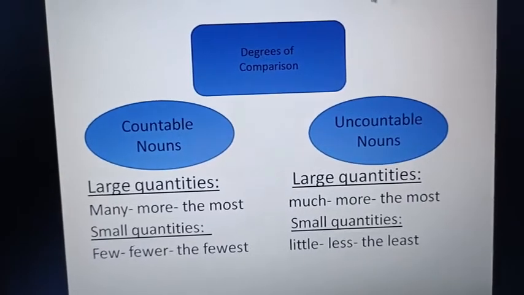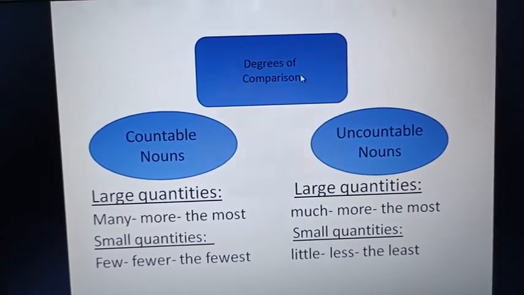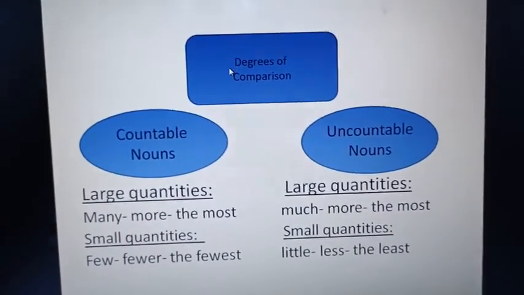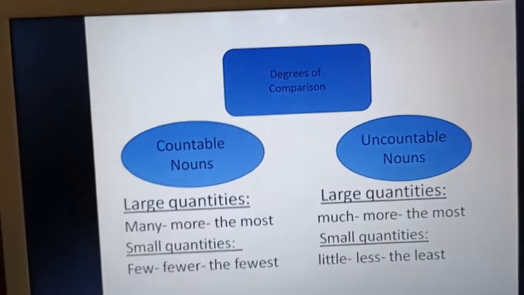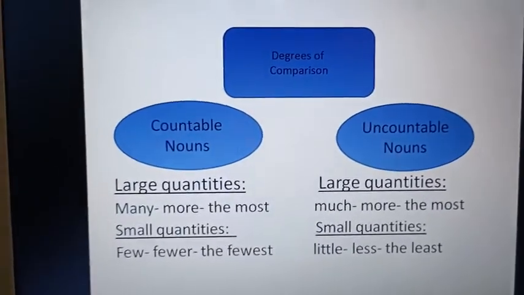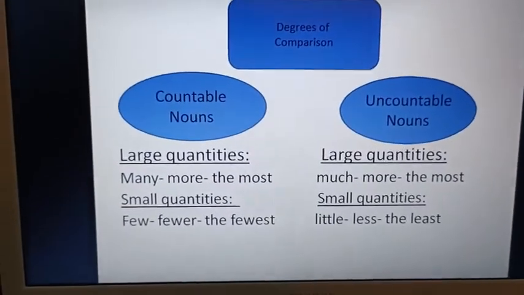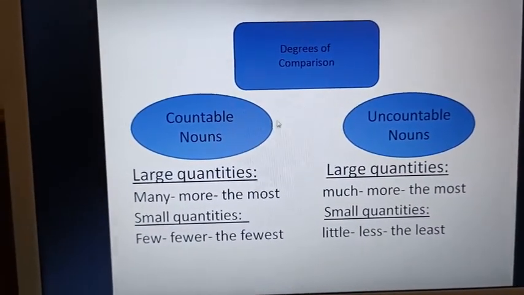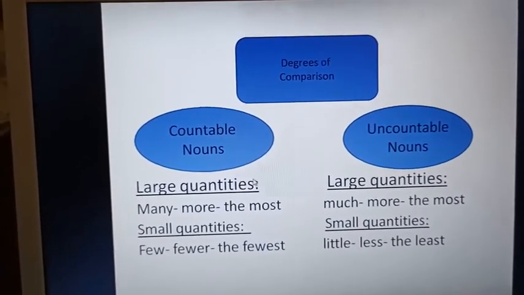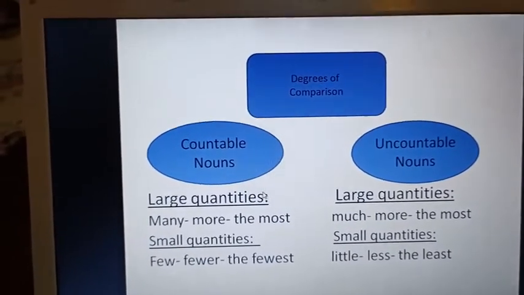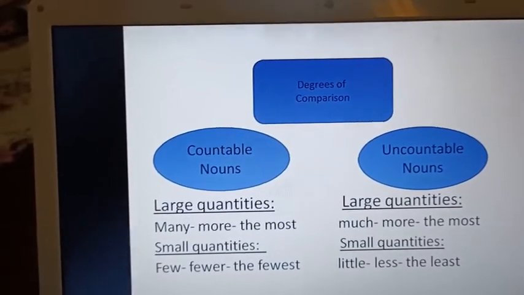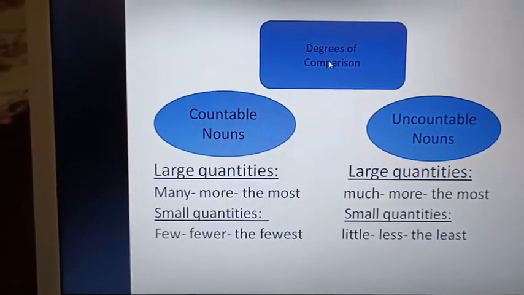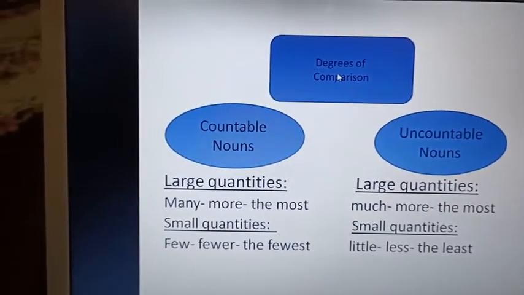Okay, then let's look at the word degrees. So we have finished the word comparison. Let's go to the word degrees. Degrees means levels, amount, or extent. So for the word degrees, we have two kinds of degrees. We have ascending degrees from the smallest until the biggest, and we have descending degrees from the biggest to the lowest or to the smallest. Again, degrees, I mean levels, amounts, or extent, going ascending or descending.